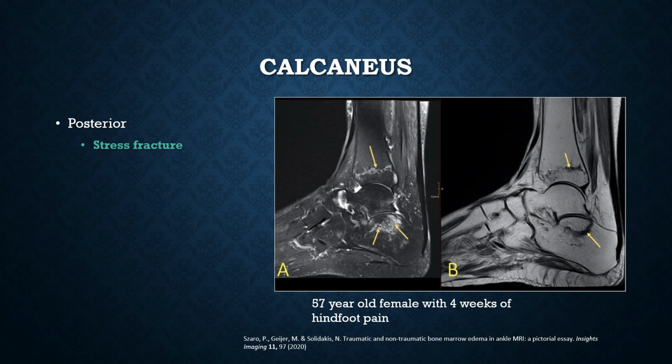In this case, just more examples I'm going to show you, we have linear stress fractures in the distal tibia and in the calcaneus, in this 57-year-old with 4 weeks of hindfoot pain. You're really not going to see these radiographically, or they're going to be very radiographically occult. You may see it on CT, but MRI is really sensitive for picking these up.